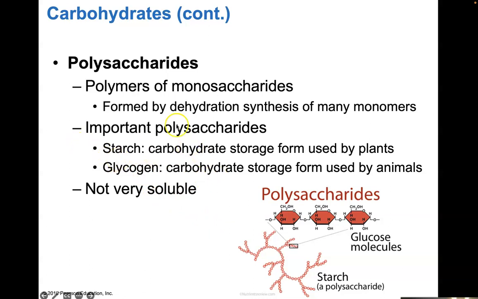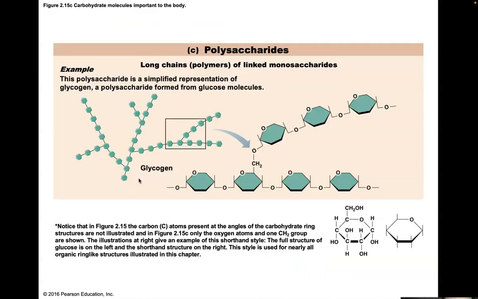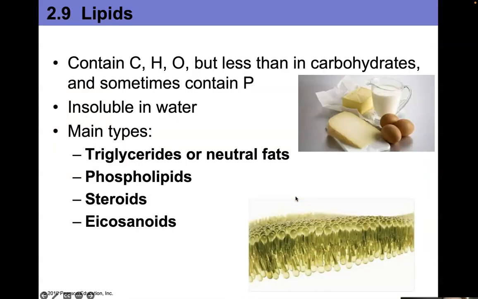So again, starch is carbohydrate storage for plants. Glycogen is going to be our carbohydrate storage in animals. And this is where we store glycogen in things like our liver. It's also why we do things like glycogen loading, when you talk about trying to build up your glycogen stores before a big run or something like that. And they're not very soluble in water. So again, these are what our polysaccharides look like, with all of these covalent bonds that we made between the monosaccharides via dehydration synthesis.